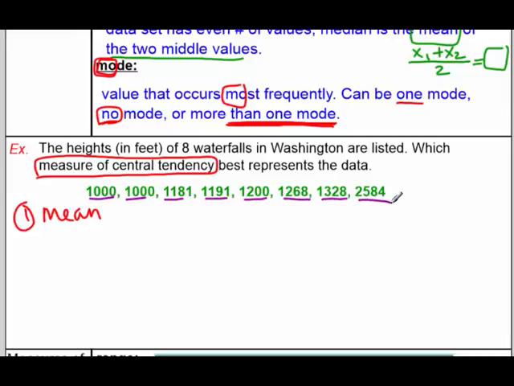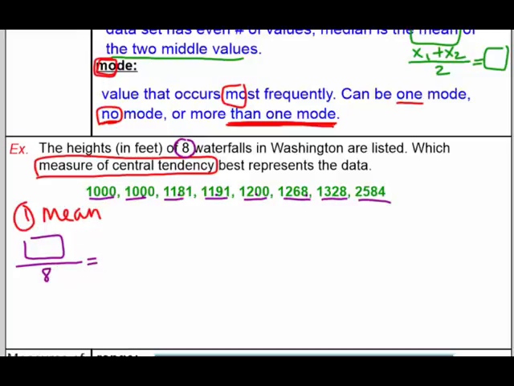Because remember, mean is add up all the numbers together. So we're going to get a total up here. And then we're going to divide it by how many numbers there are. 1, 2, 3, 4, 5, 6, 7, 8. Oh, we already knew that. There were 8 waterfalls. And that is going to give us our mean.